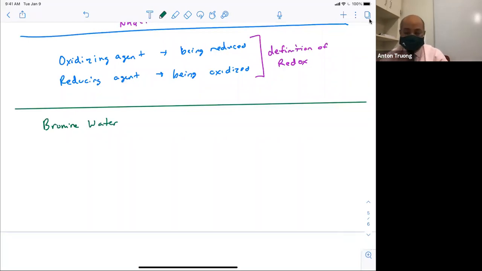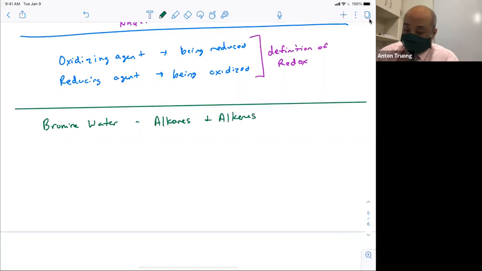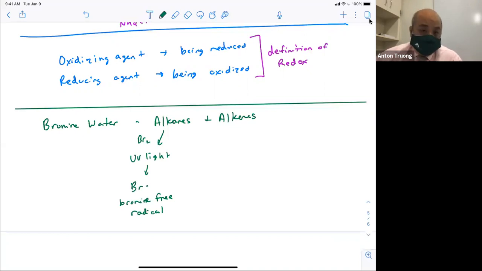Bromine water. Okay. Bromine water is used to differentiate between alkanes and alkenes. Understanding how the reactions work is really vital to this concept. With alkanes, for the bromine water to work, you must require UV light because you need the bromine free radical to work.